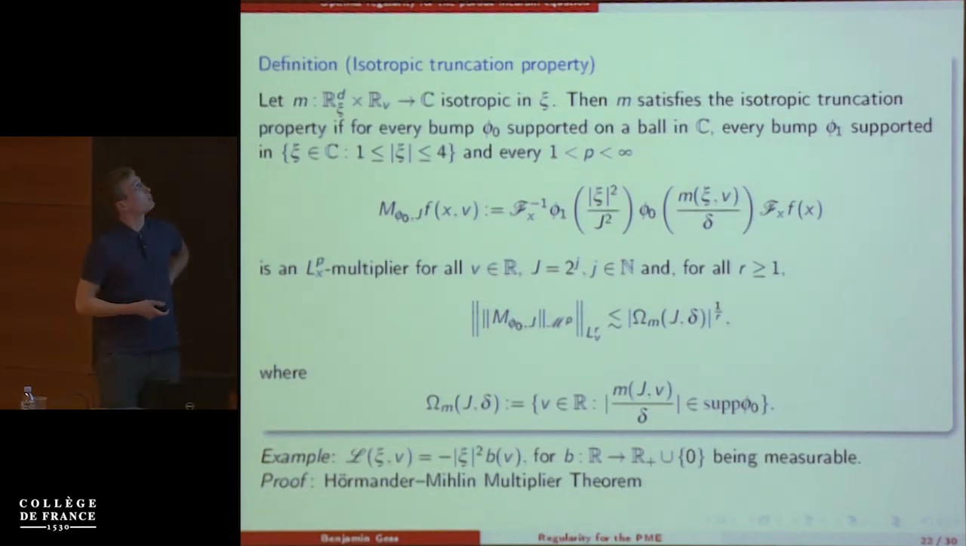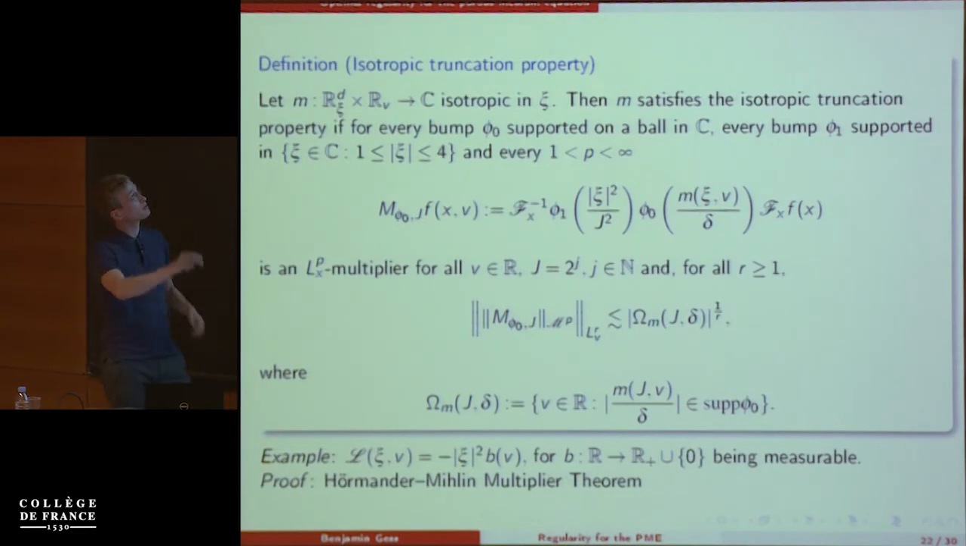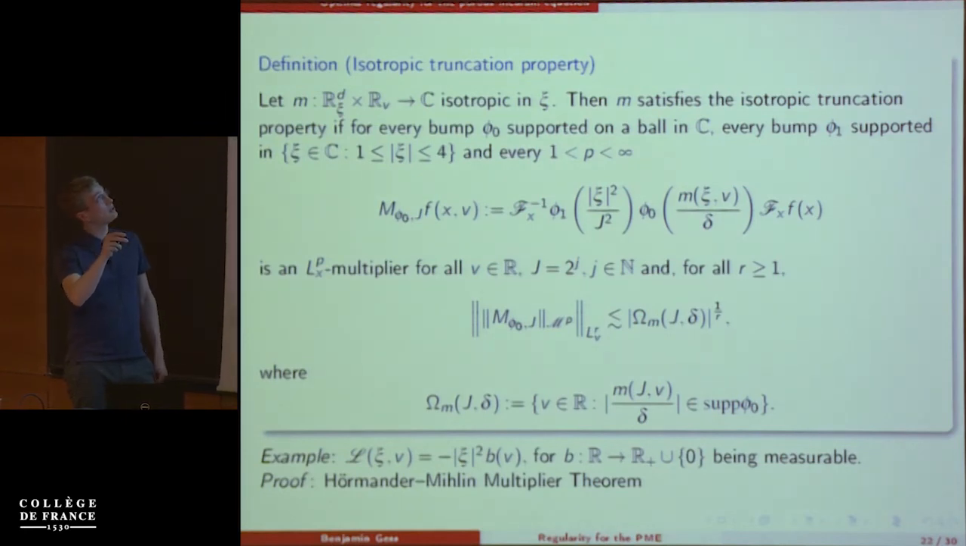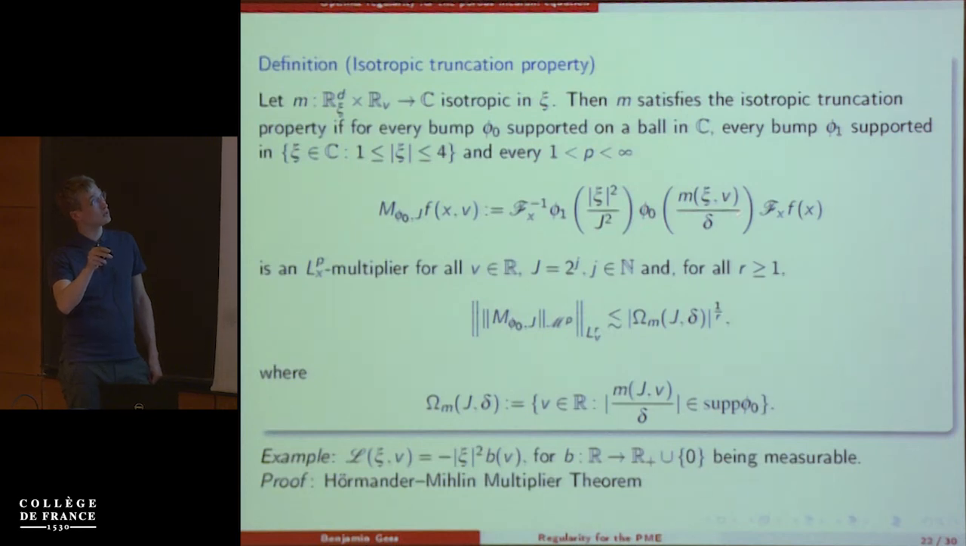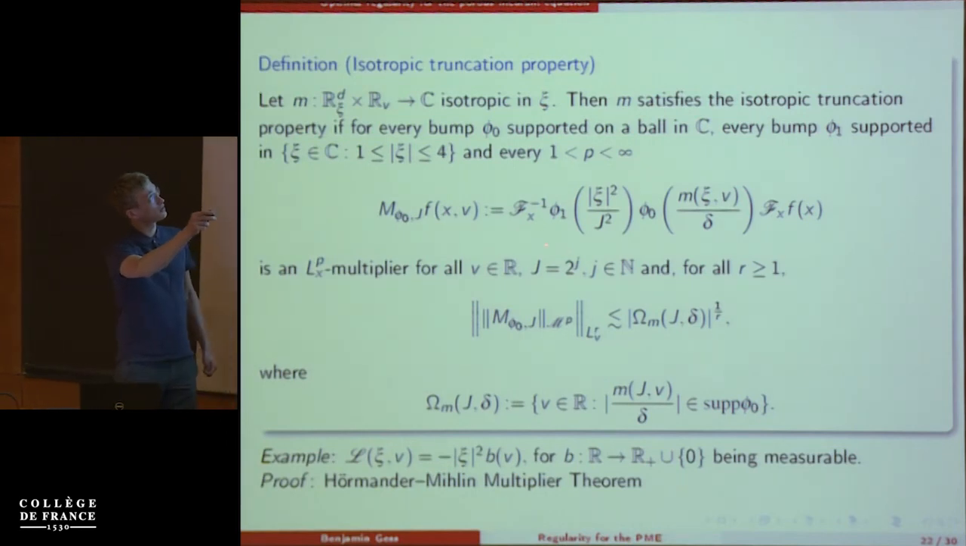And we call a function m, which should be our Fourier multiplier, taking a Fourier mode and the velocity component, to satisfy the isotropic truncation property if for every bump function psi naught supported on a ball, and bump function psi 1 supported on an annulus, the corresponding multiplier is defined by penalizing m to be small. So this is precisely what we had in the equation. We cut off microlocally the small components where L degenerates, and we localize on some Fourier level.